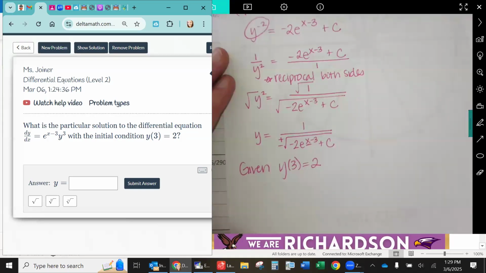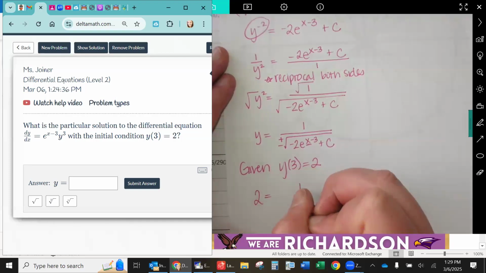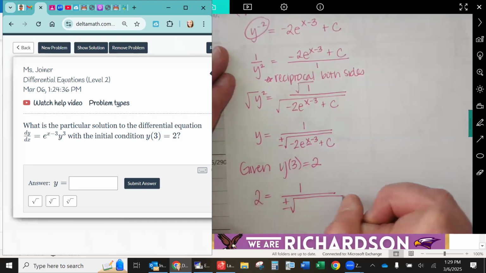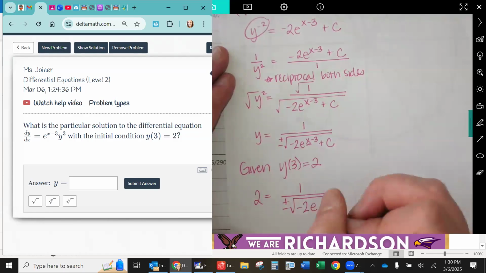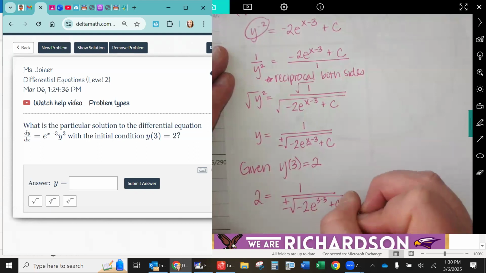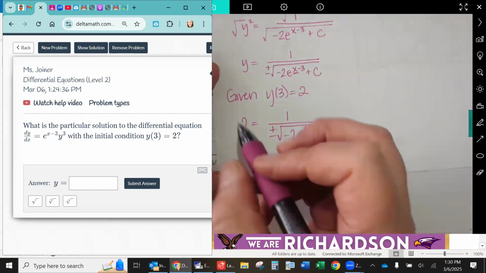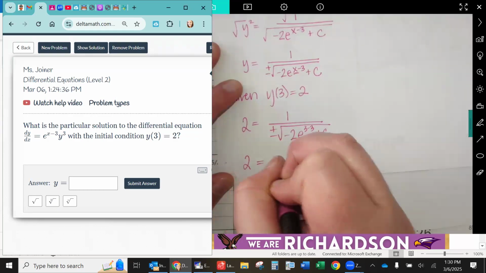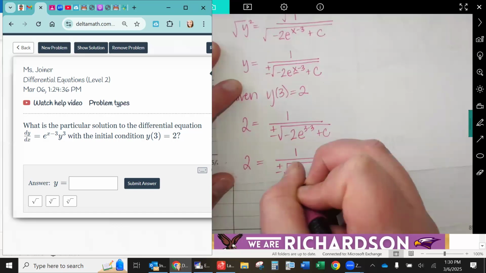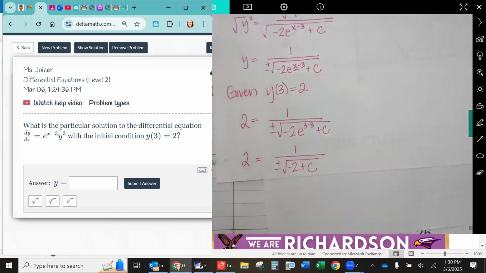So let's do that. I'm going to have 2 equals 1 over plus or minus square root of negative 2e, and where my x is, now that's a 3 minus 3 on the e. What is 3 minus 3? 0, and what's e to the 0? 1, which means this is just a 1 times a negative 2, which is a negative 2. So here's what we have so far: 2 equals 1 over plus or minus square root of negative 2 plus c.